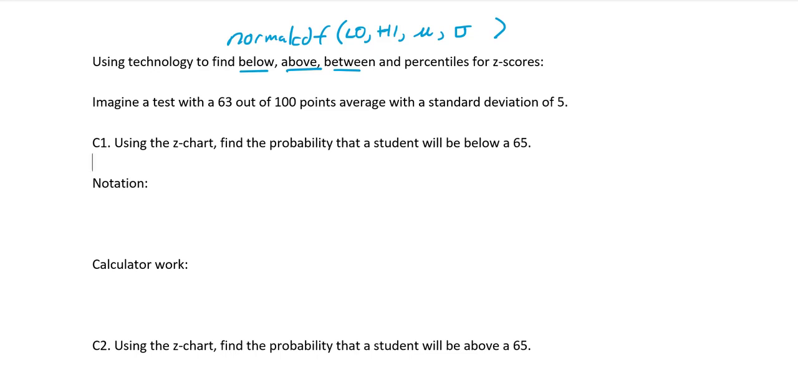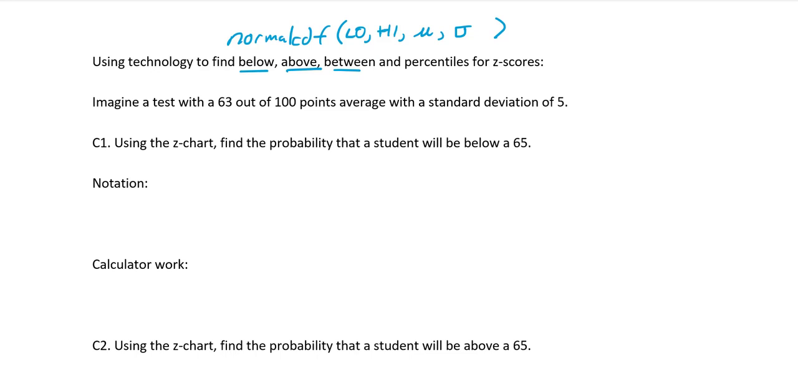So for the normal CDF, you have to think about if you want to go below, what's the low number and the high number? And if you want to go above, what's the low number and the high number? And what's great about the between, which is actually more difficult by hand, they actually tell you the low number and the high number. And of course, what's given in the problem is the standard deviation and the average.